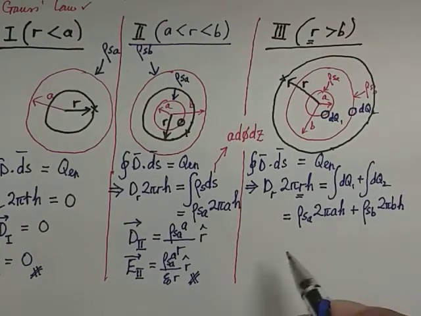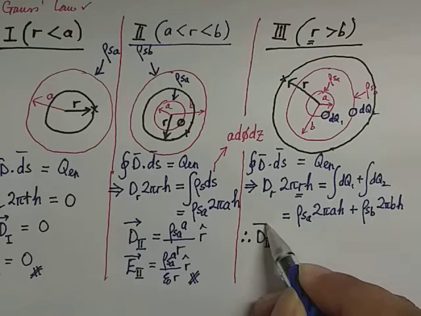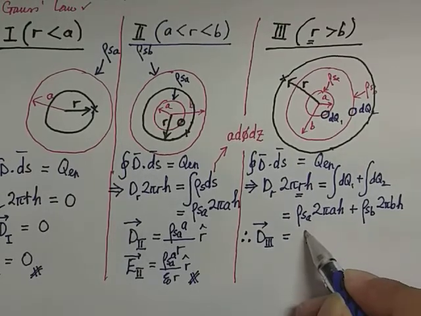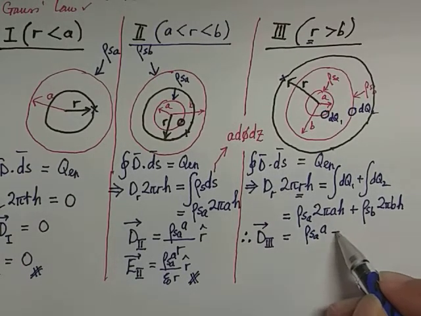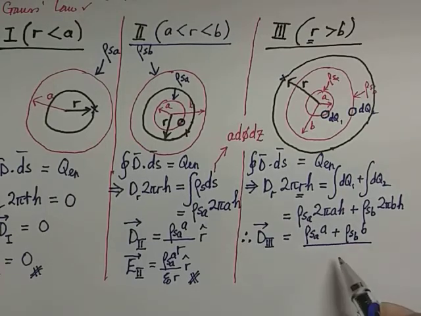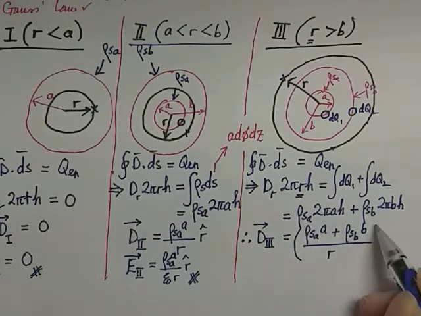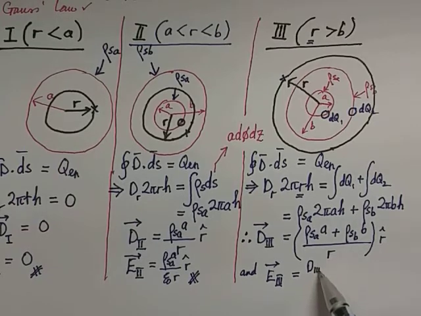So now if I want to simplify the mathematics for region number 3, D3 should equal rho S A a, correct, plus rho S B b, all divided by r, in the r direction. Then if we want to find E, E for region number 3 should be equal to D3 divided by epsilon naught. That should be our solution.